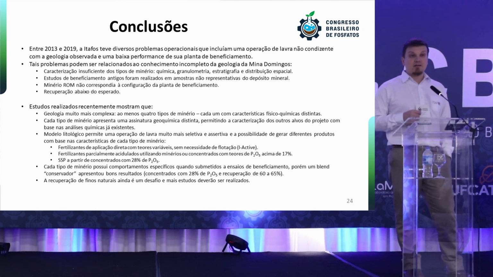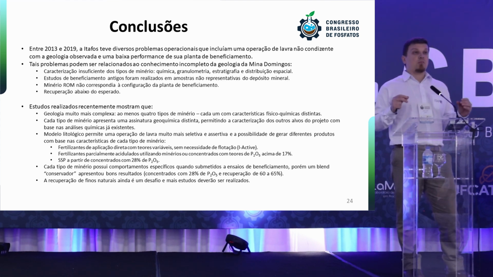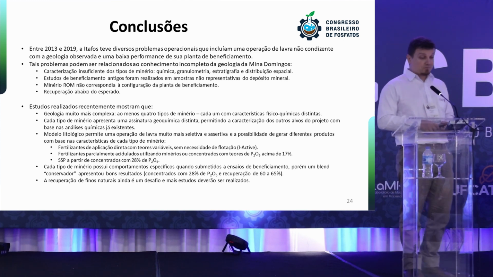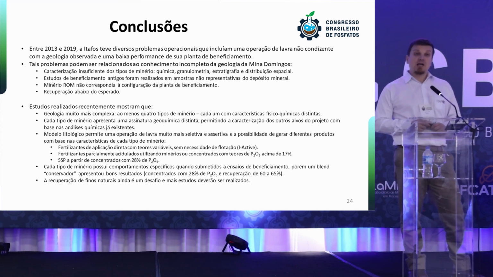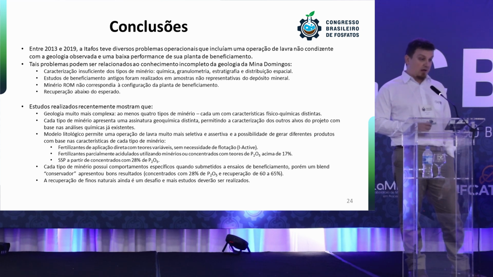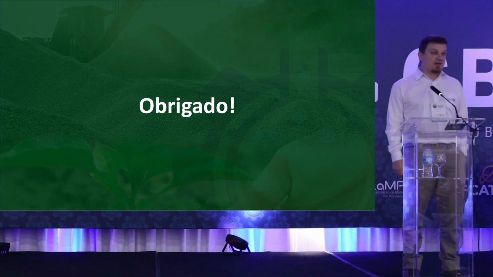Each kind of ore has its own physical and chemical characteristics, and we can identify other targets based on their geochemical characteristics. So I can have a more selective mining work, and we can generate different products. If we want to generate a fertilizer to be used directly, we know what to do. If we want to have a partially acidulated fertilizer, we can do that as well. We can produce SSP from the concentrates that we have with 28% of P2O5. So we know what to do now. And now the natural fines, their recovery is the greatest challenge that we have. But in general, this is the story of the project. Thank you very much.